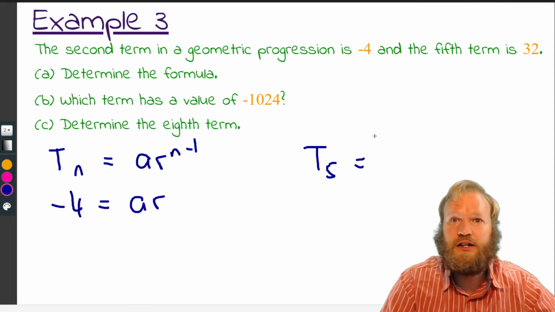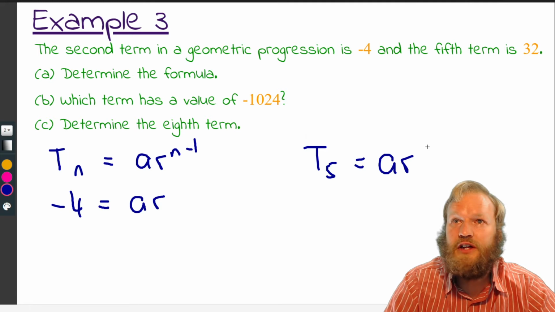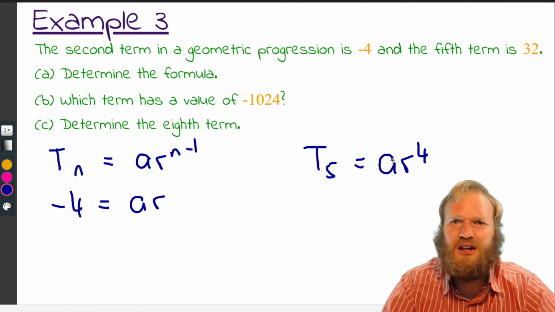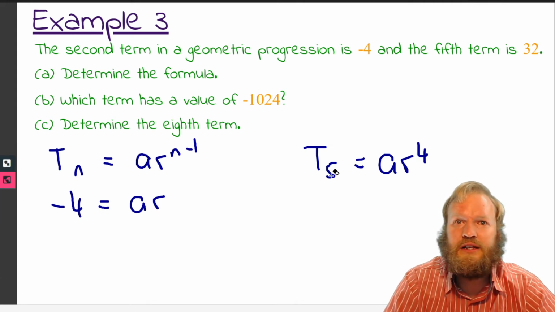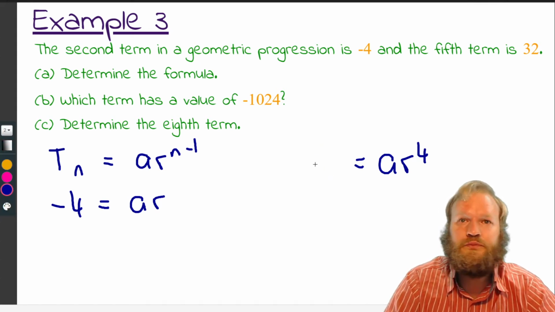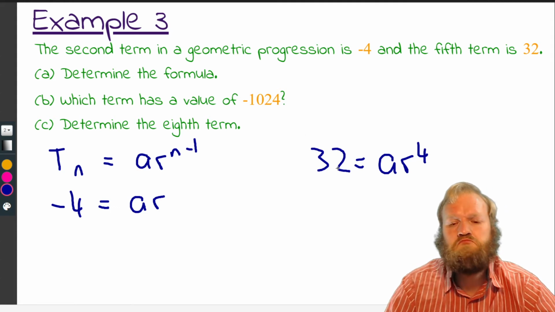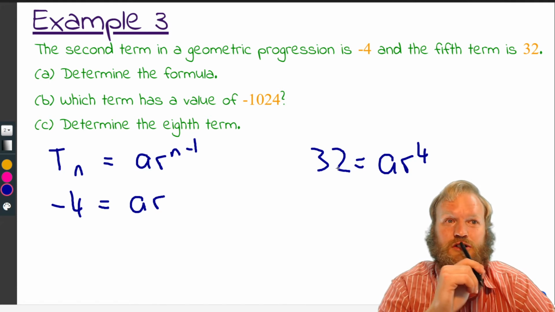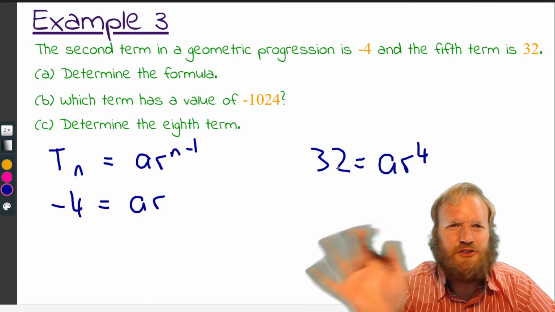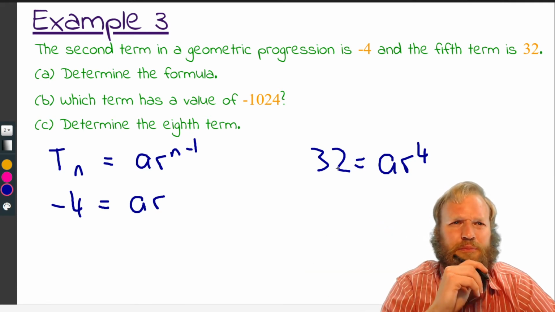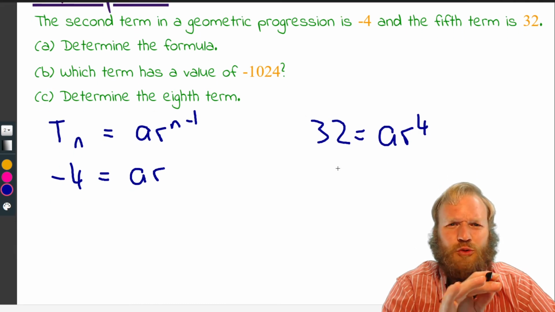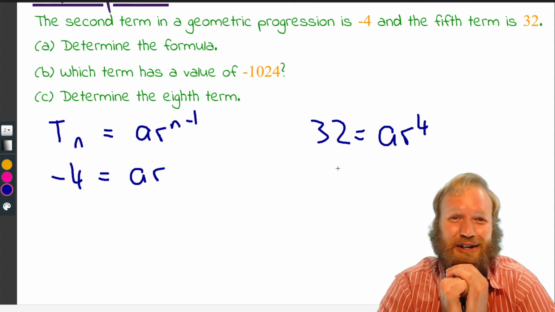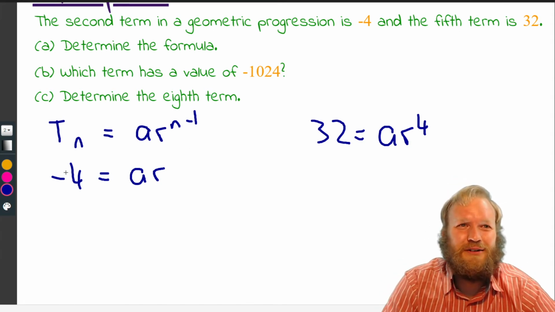So T5 is AR to the n minus 1, so AR to the 4. Remember, we don't want to write 5 minus 1. It's a bit cumbersome. And we're told that T5 is 32. Now, there are at least 3 ways to go from here that are all great and interesting and relevant, and we're going to do one. Actually, let's go to a little trick. Well, it is a trick, I guess. And that is -4 equals this.